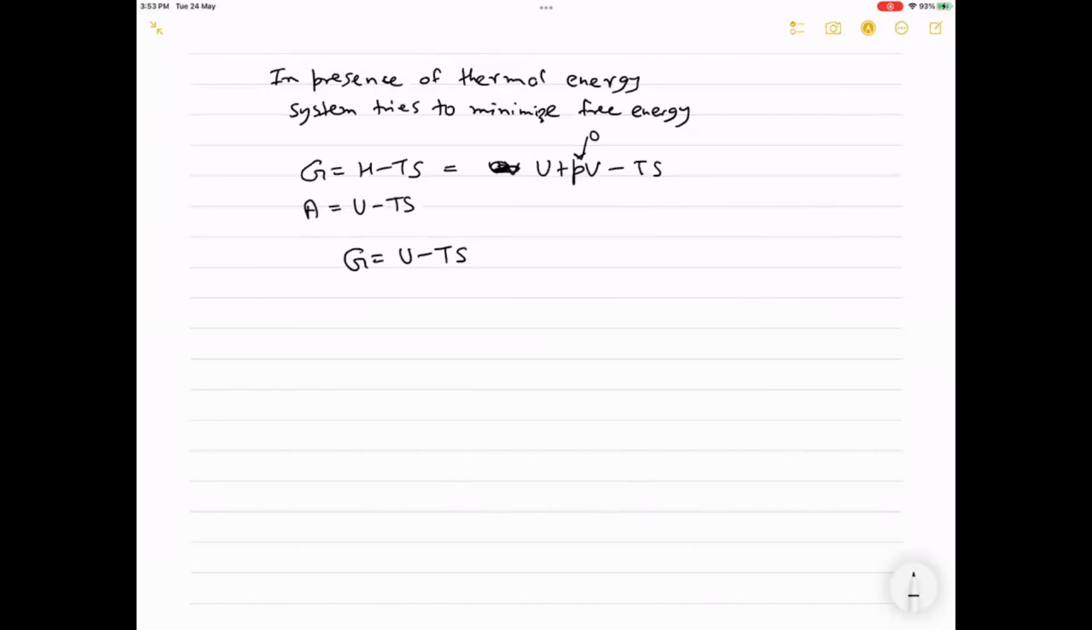Okay, so in the presence of thermal fluctuations or thermal energy, a system tries to minimize the free energy, and that is the case in the microscopic world. So G has to go down. And in how many ways can we reduce G? Either I decrease the average energy of the system, or I increase the entropy of the system. In both of these cases, the free energy will go down, and we know that any system tries to minimize the free energy, right? So, the question is, what is this entropy?